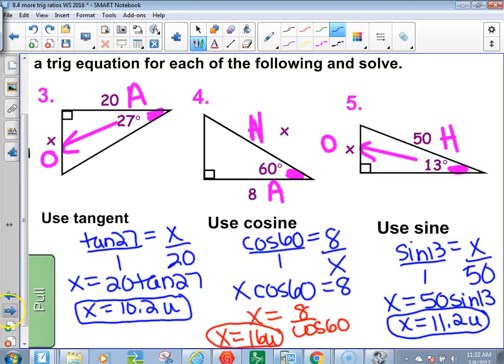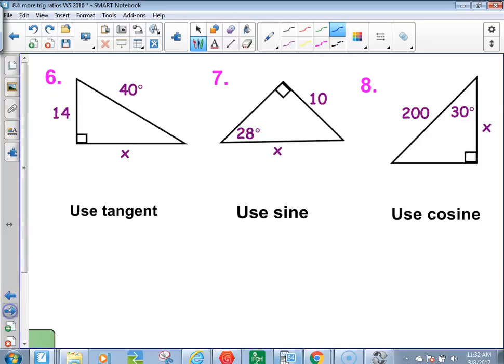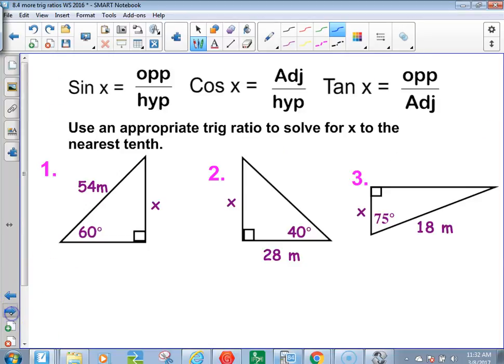Do they need this still? All right, this tells you what to use. I'm going to let you work on those. We're going to move a little bit further in here. Now it says use an appropriate trig ratio to solve for x. I believe you have to turn the page. No, oh, you don't?